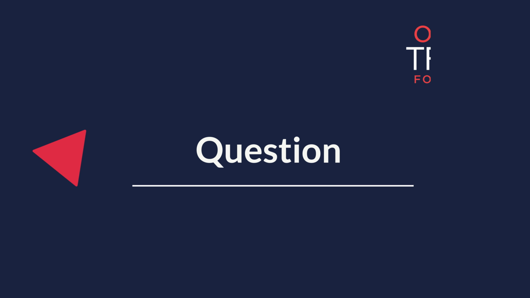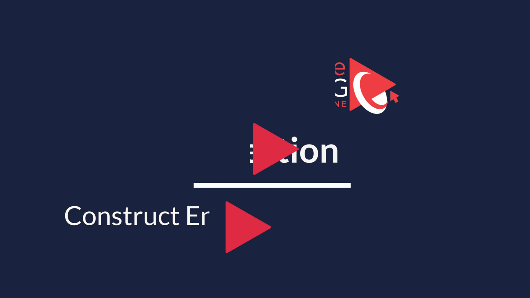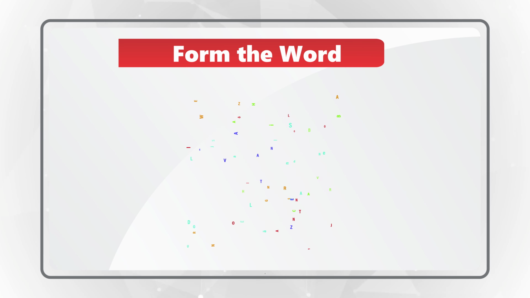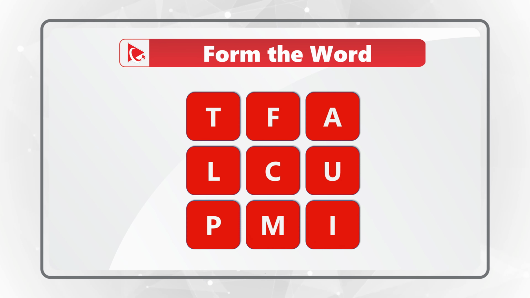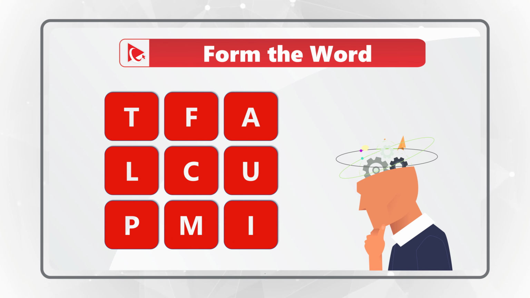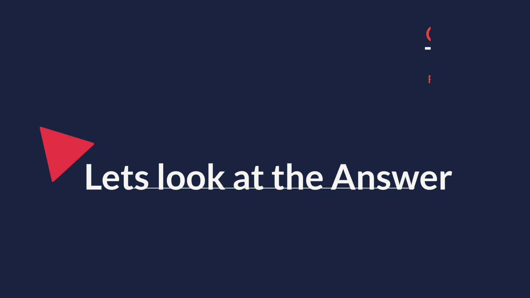This question truly tests your knowledge of English dictionary. You need to form the word using all the letters only once. And there are 9 letters that you can see on the screen. The letters are T, F, A, L, C, U, P, M, I. Give yourself a little bit of time. It's a very complex 9-letter word. Consider pausing the video to get to the correct answer. And ready or not, I am going to move forward to get you to the correct solution.